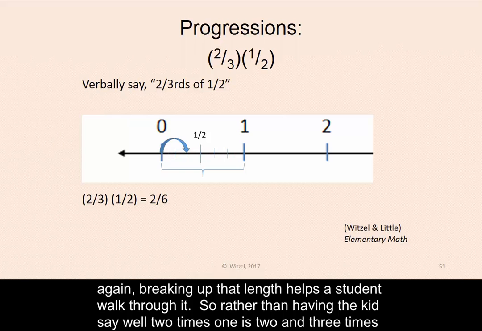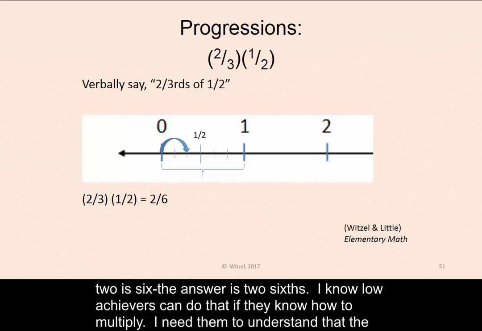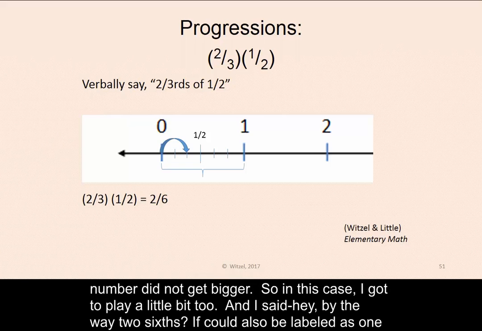So rather than the kid just saying, well, 2 times 1 is 2 and 3 times 2 is 6, the answer is 2/6. I know low achievers can do that if they know how to multiply. I need them to understand that the number did not get bigger. So in this case, I got to play a little bit too, and I said, hey, by the way, 2/6, it could also be labeled as 1/3, and let the student explain back to me why.